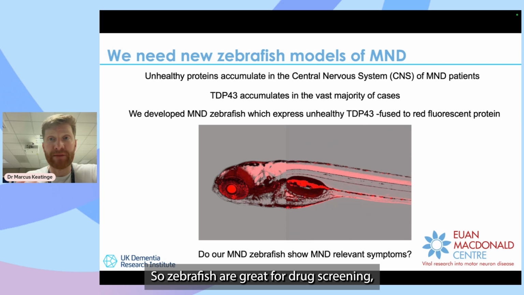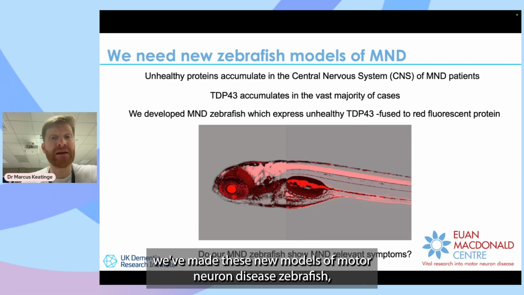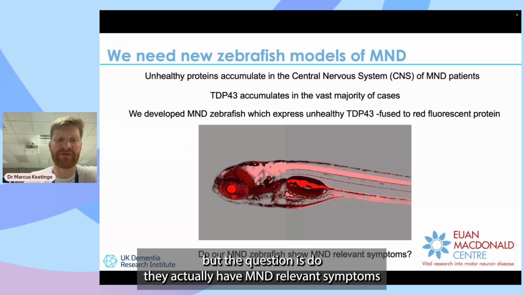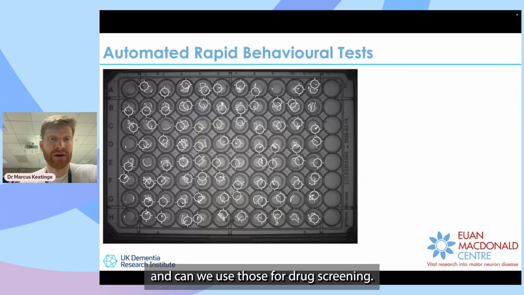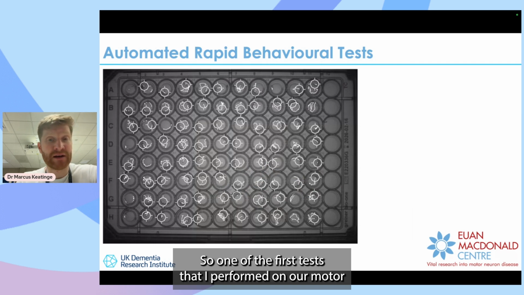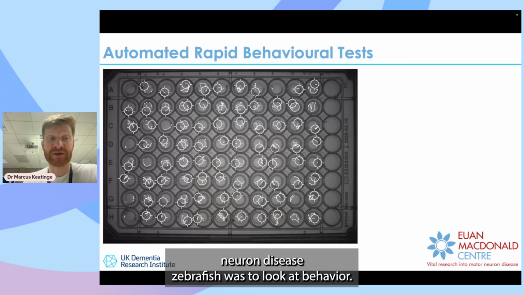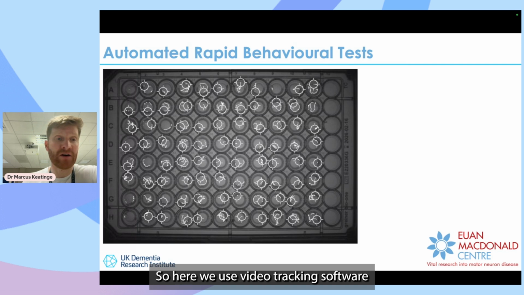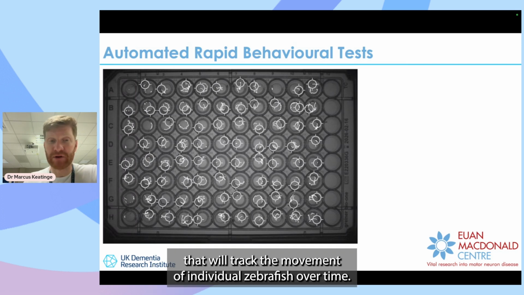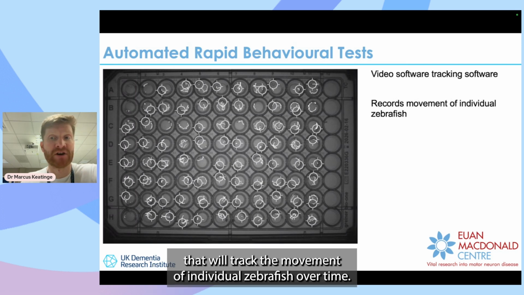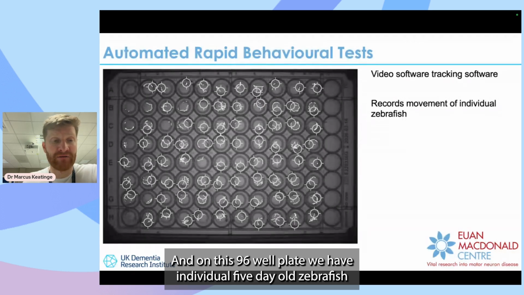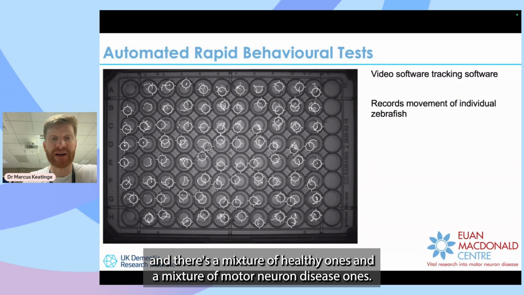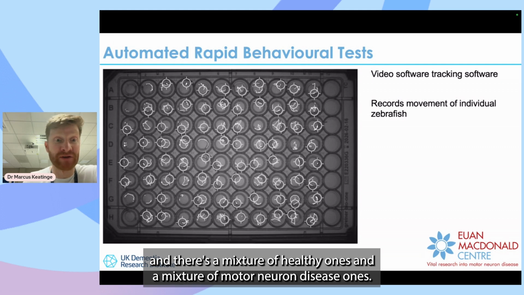So zebrafish are great for drug screening. We've made these new models of motor neuron disease zebrafish, but the question is, do they actually have MND relevant symptoms, and can we use those for drug screening? So one of the first tests that I performed on our motor neuron disease zebrafish was to look at behavior. Here we use video tracking software that will track the movement of individual zebrafish over time. And on this 96-well plate, we have individual 5-day-old zebrafish, and there's a mixture of healthy ones and a mixture of motor neuron disease ones.